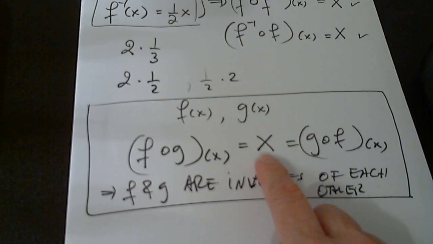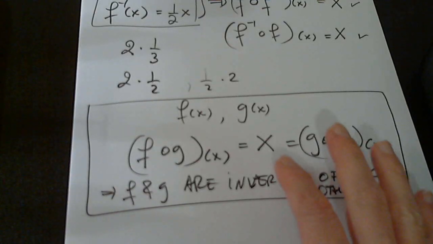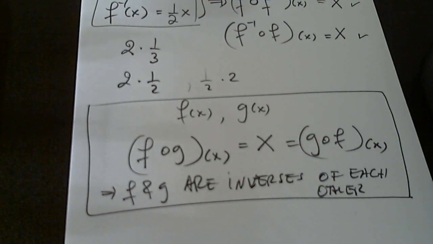If the answer is x squared, they're not inverses of each other. If the answer is x plus 3, they're not inverses of each other. But if the answer is plain x, they are inverses of each other. So let's look at an example in which we are asked, are these two functions inverses of each other? Yes or no?